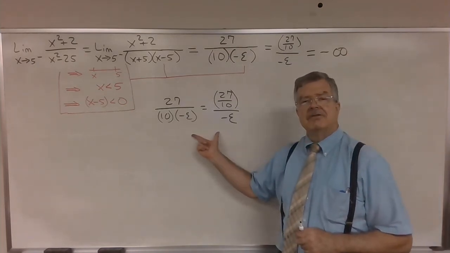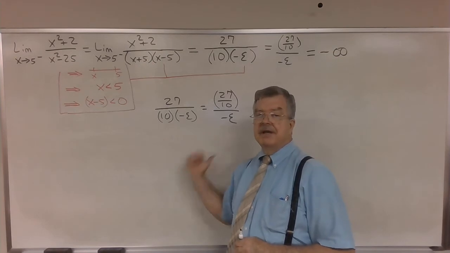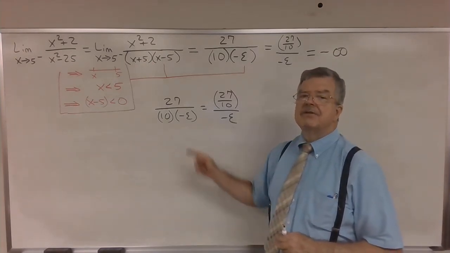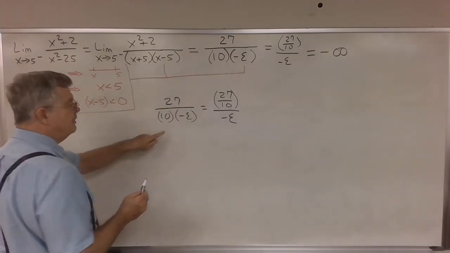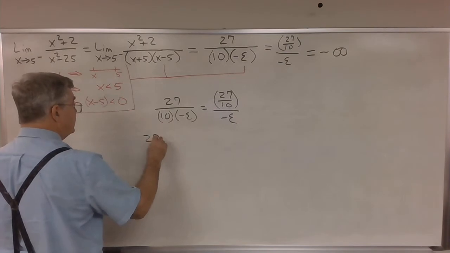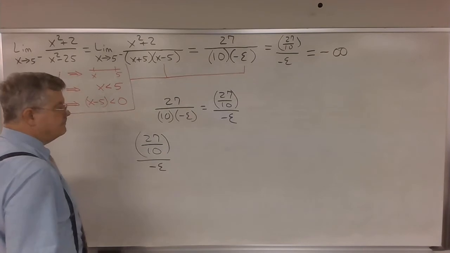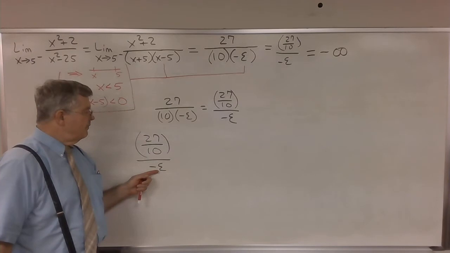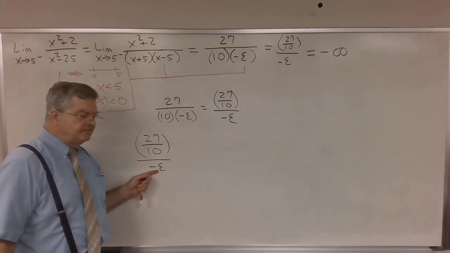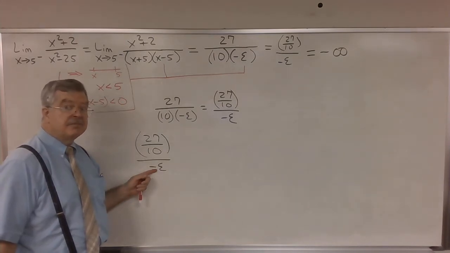When we have an equation, that's a two-way street. Usually we see an equation and we always read it from left to right, but we can read it from right to left also. So let's do that in this case, just to show that these two things are the same. Let's take 27 over 10 over negative epsilon. Now, if we divide by a number, isn't that the same as multiplying by its reciprocal?